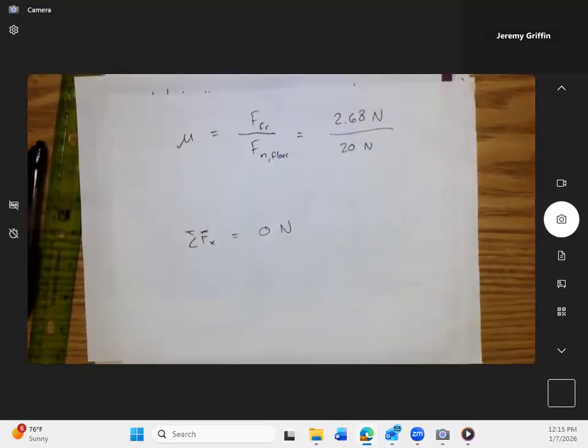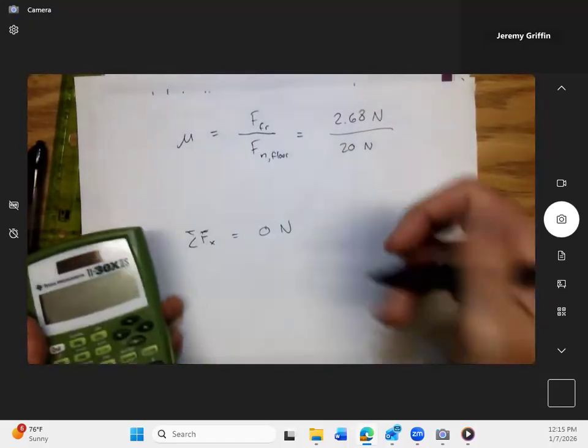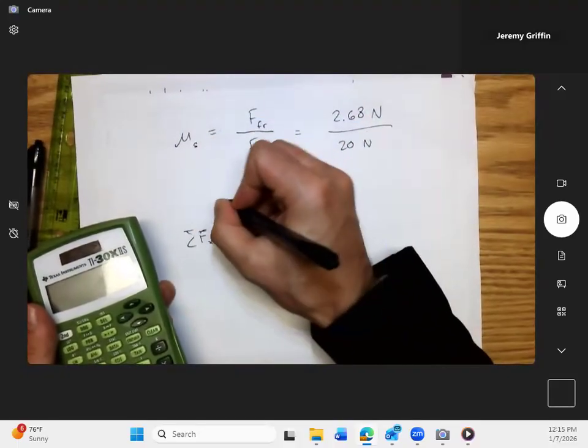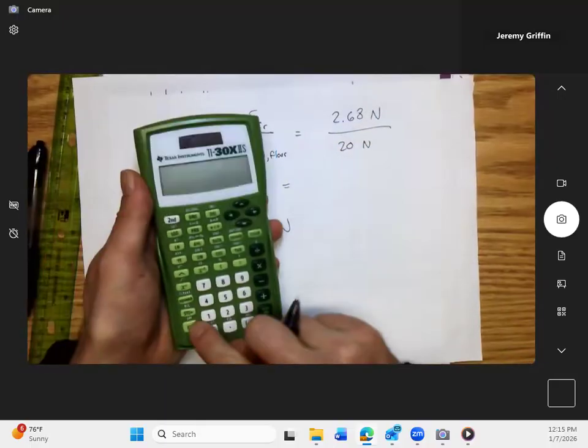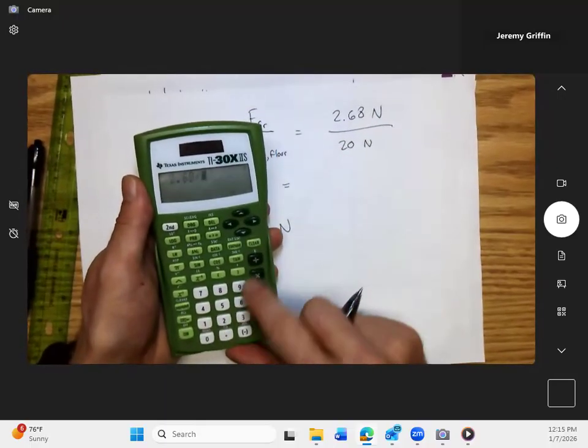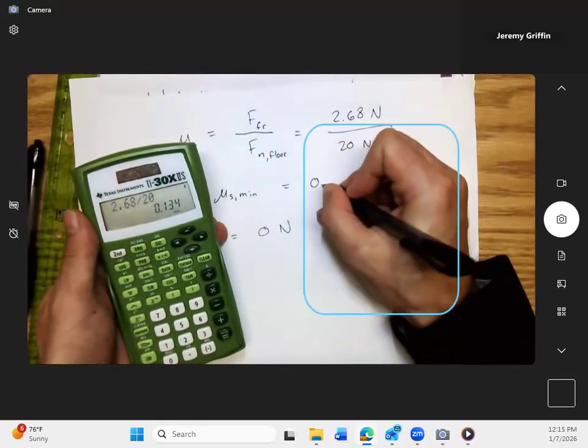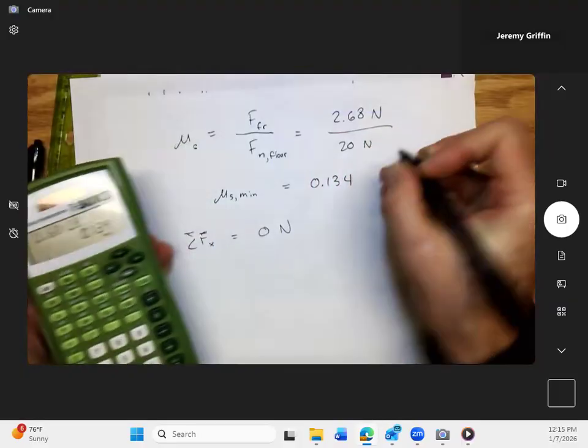Okay. So now we're about to put this all together and get the minimum necessary coefficient. So μs minimum is equal to what? 2.68 over 20. Look at that, 0.134. Okay.